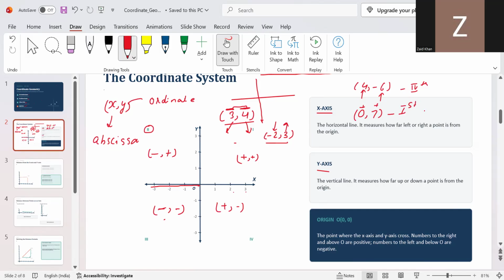But no, this is not in the first quadrant, because 0 is a neutral number. 0 is neither a positive nor a negative quantity. So if either the x coordinate or the y coordinate is 0, then the point will not lie in any quadrant. So where will it lie? It will lie on an axis. So let me tell you the coordinates of the x-axis.